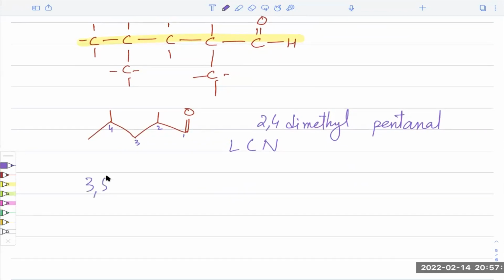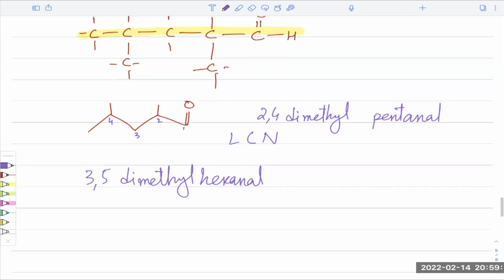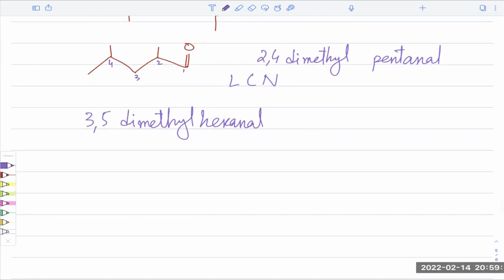So I have 3,5-dimethyl hexanal. So here's how we should be able to do it. The main chain is hexanal. So 1, 2, 3, 4, 5, 6. Last one has a CHO group, so H and a double bond with oxygen. 3, 5. So 1, 2, 3. This one has a methyl. 4, 5. This one also has a methyl. And just fill the rest up with hydrogen.